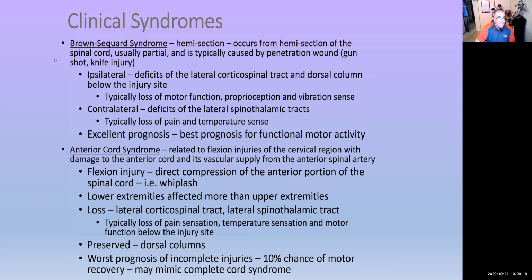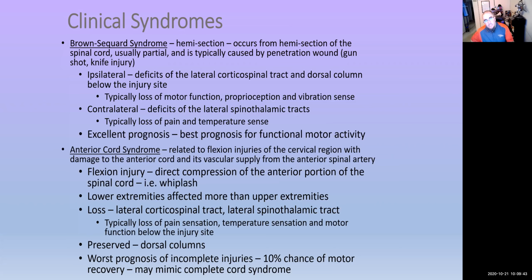This is a hemisection injury. It occurs when the spinal cord is injured, usually partially, and is typically caused by a penetration wound. Gunshot, knife injury. I've seen a pipe through the spine. Usually the injury is going to come laterally through the spine, and one side is going to be affected.